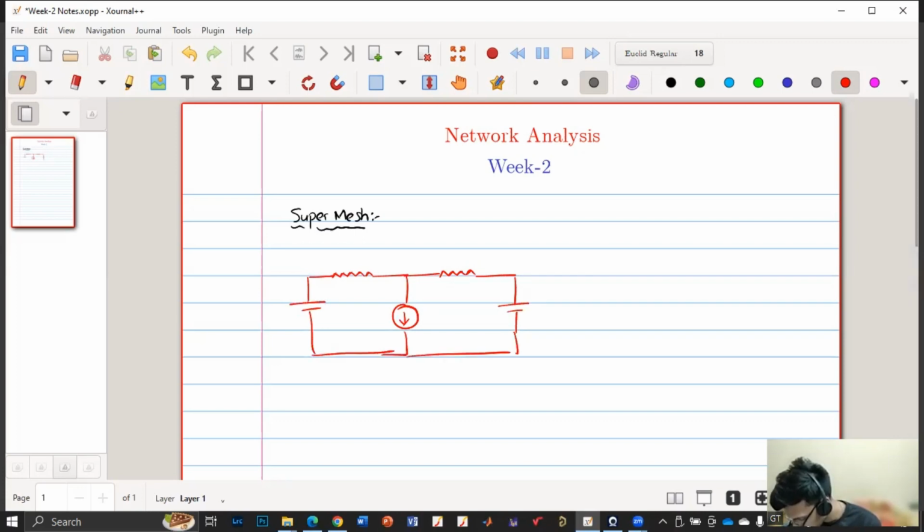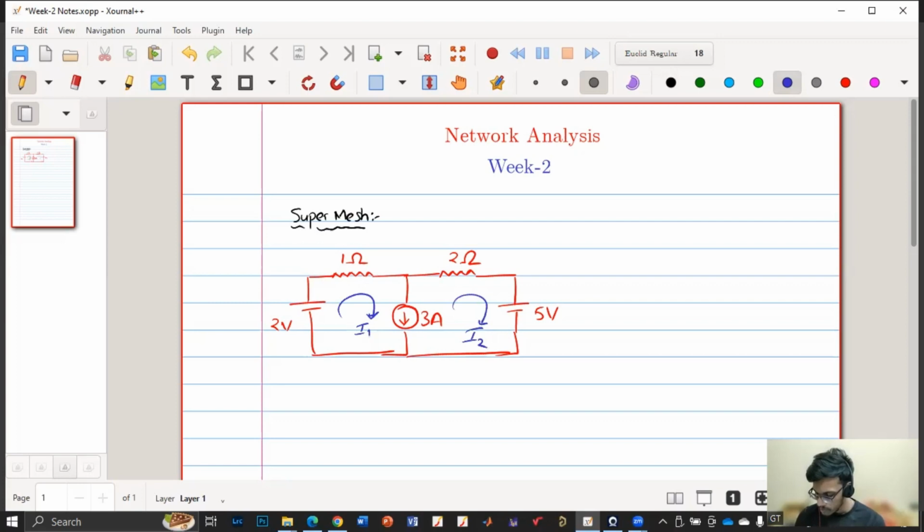So if I take say some 2 volts, 5 volt, 1 ohm and 2 ohm and say this is some 3 amperes. So in this case, what happens is say I have selected... sorry, someone trying to say something. Okay. So say I have considered the clockwise direction of the currents I1 and I2.